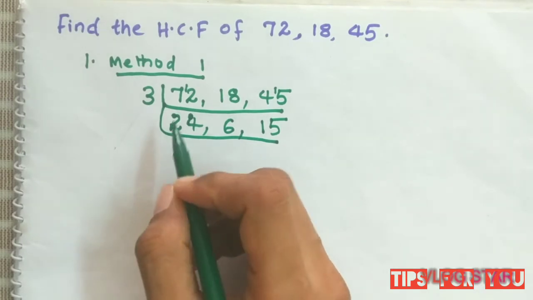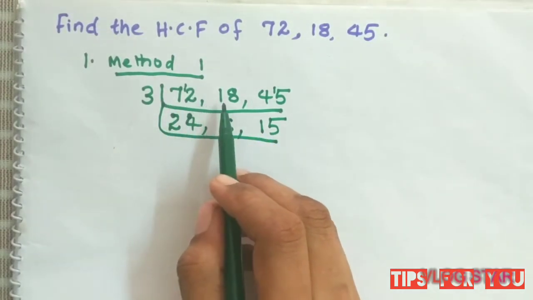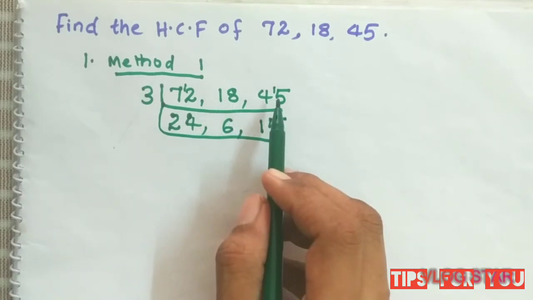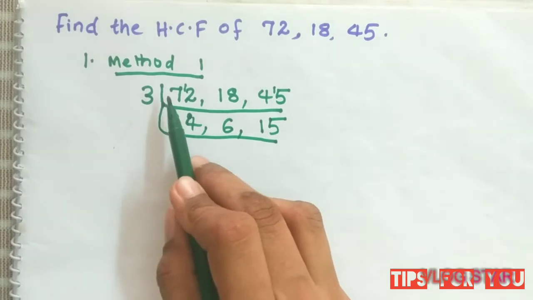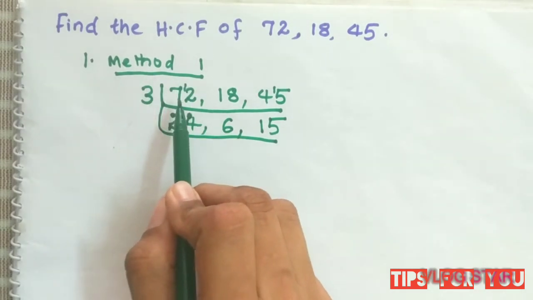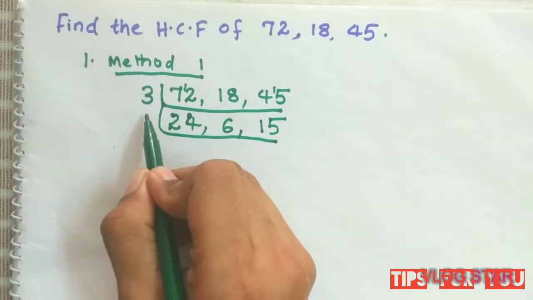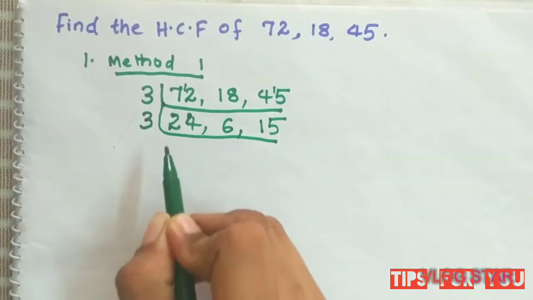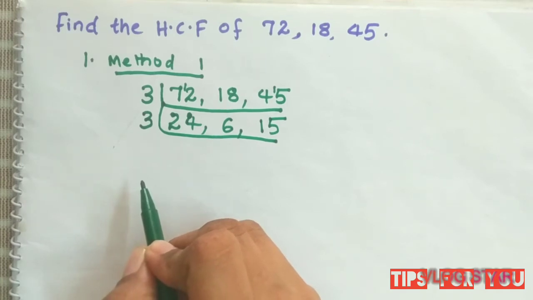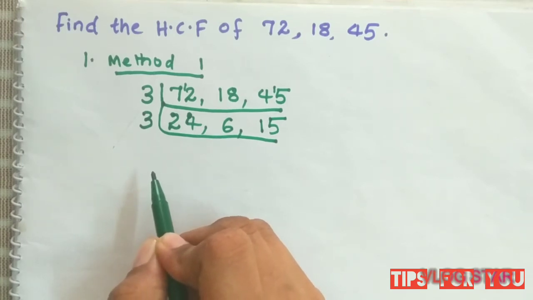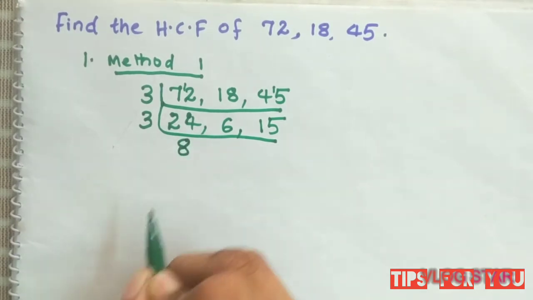Unlike LCM, here we have to look at whether all the numbers can be divided. In LCM, we don't look whether all the numbers are divisible. But in HCF, we have to see whether all three numbers are divisible by the divisible factor. So we will divide by 3. In 24, how many 3's are there? 8. So we will write 8 here.